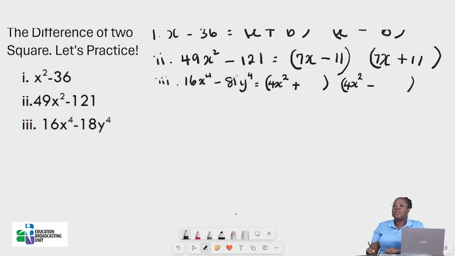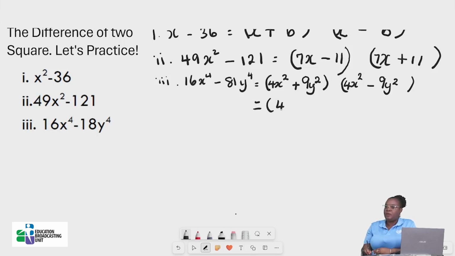Now, what's the square root of 81y to the fourth power? That's 9y squared. And we will write 9y squared on the next side of the bracket. We have now factorized 16x to the fourth power minus 81y to the fourth power. But we also have a bracket here with 2 squares, so we can further factorize.